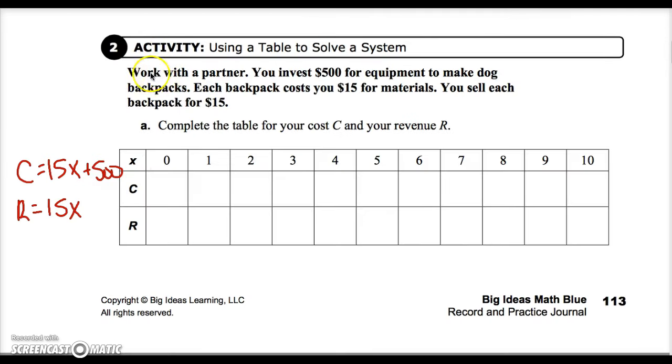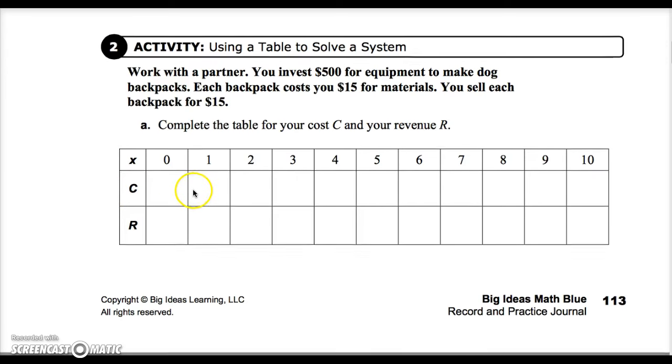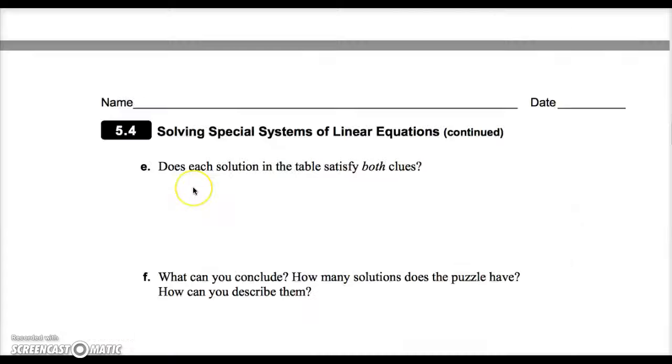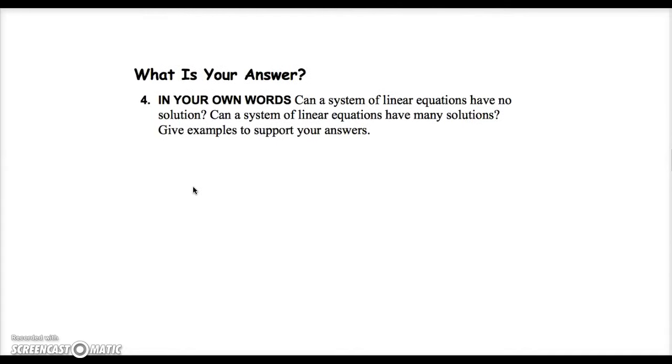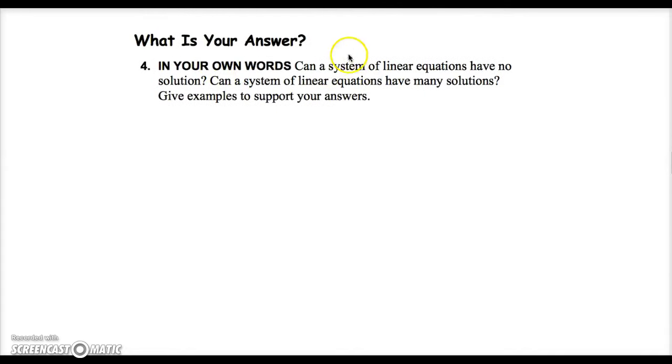Now I've jumped back up to activity 2, but one thing I want you to notice if you look at both equations is, again, they both have the same slope, the same number in front of your x. So there will never ever be a point where they're going to intersect, or ever a point that you're going to break even. So keeping that in mind, I want to skip all the way down to page 115 on what is your answer number 4. It says, can a system of linear equations have no solution? That's what we have been talking about.